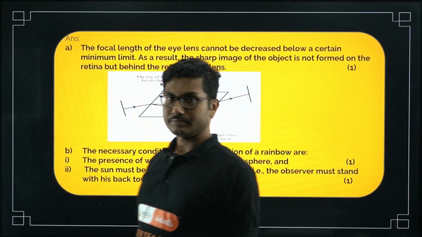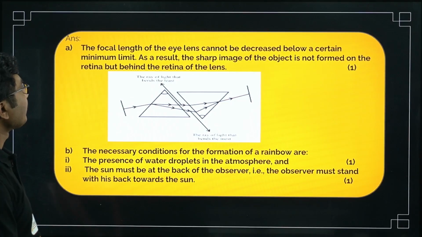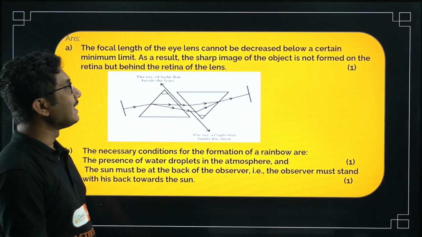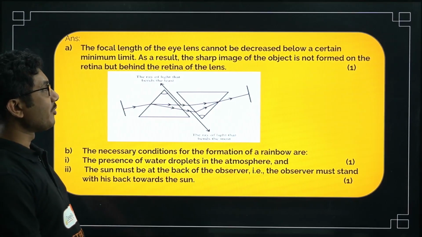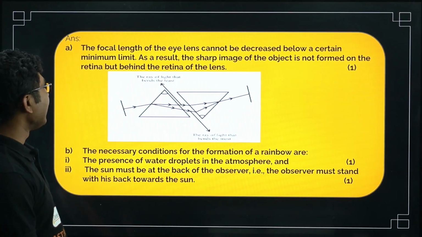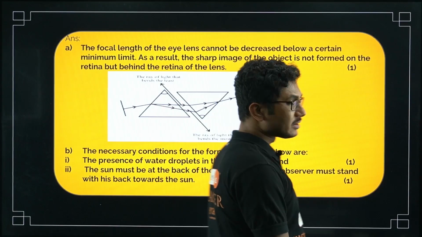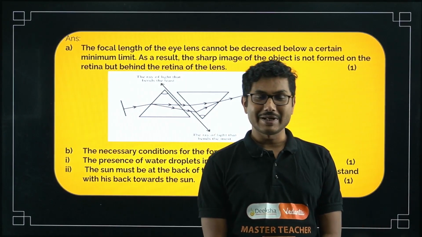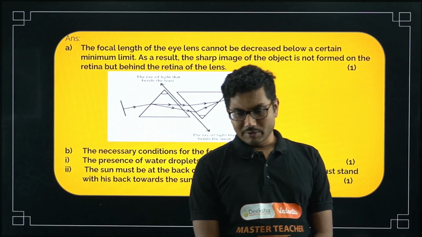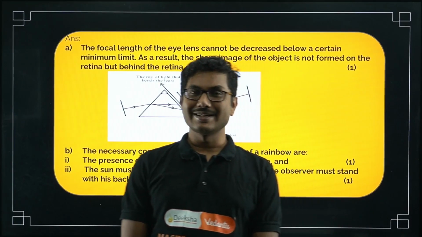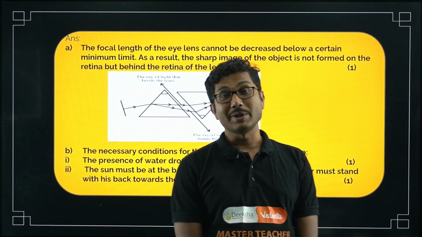Okay, now the OR question, let's see the OR question. The focal length of the eye lens cannot decrease below a certain minimum limit. As a result, the sharp image of the object is not formed on the retina but behind the retina of the lens. So why we cannot see objects at a distance less than 25 centimeter? Maybe you can see, but it is not always possible, because the main reason is that our eye lens cannot be contracted beyond a certain limit easily.